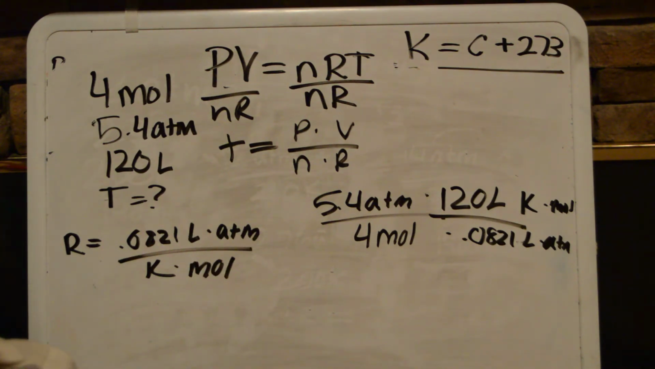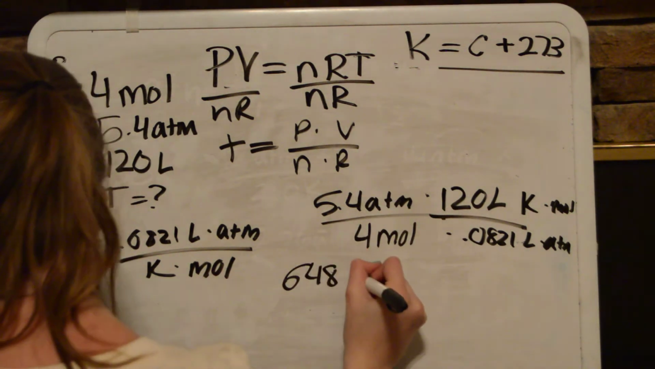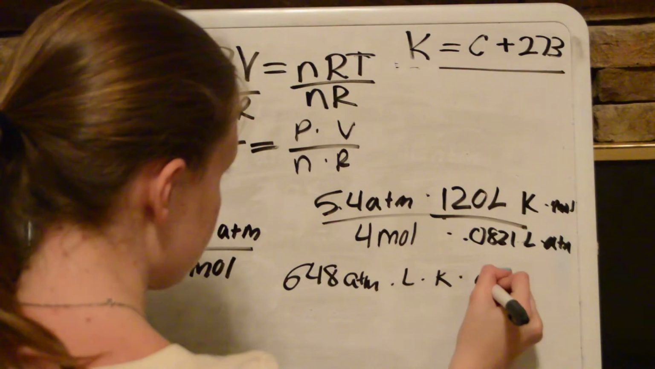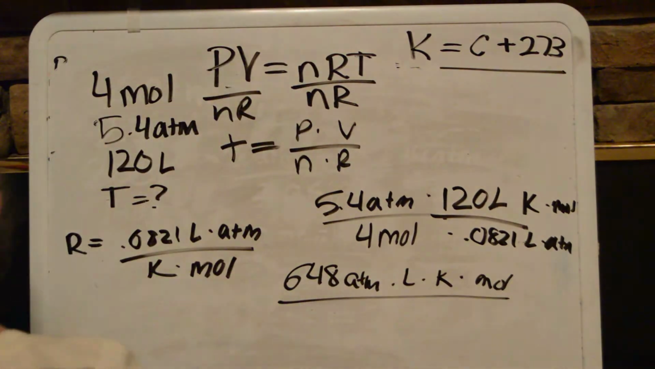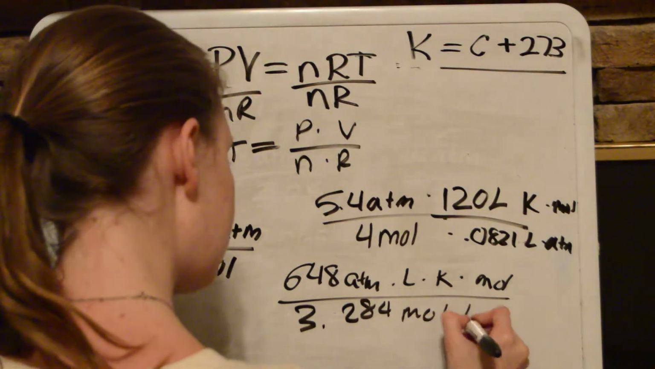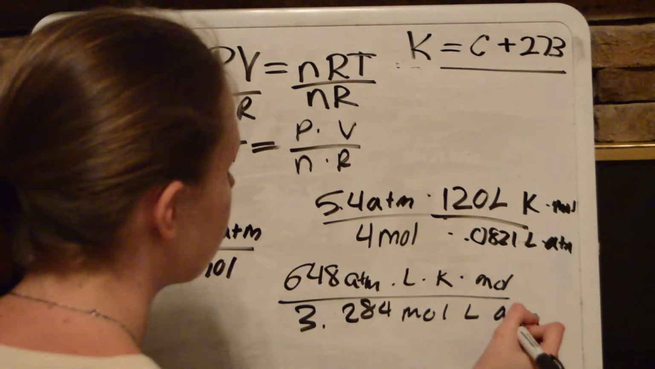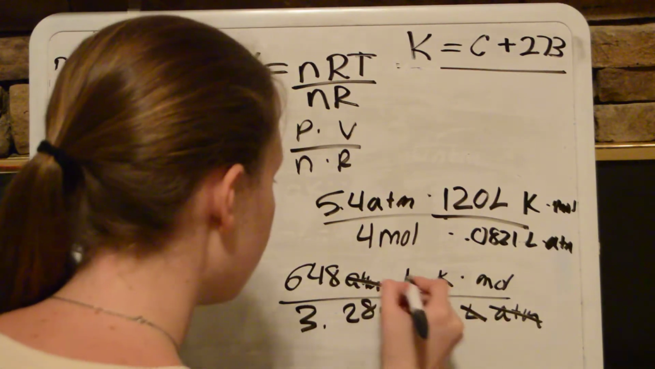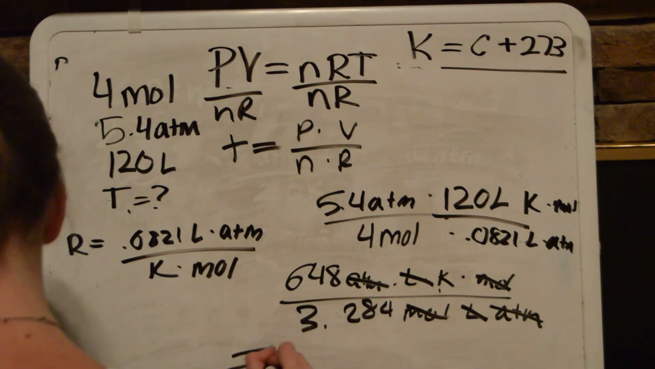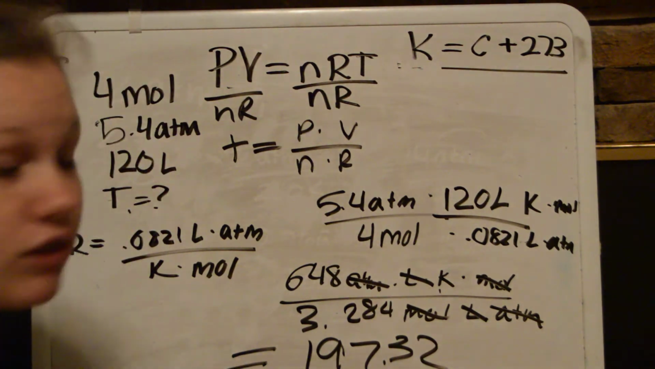So let's finish off the math. 5.4 times 120, 648 atm times liters times Kelvin times moles divided by 3.284 moles, liters, and atmospheres. Cross out your variables, cross out your units so that you know you've done the math right. Moles. We're left with Kelvin, which is our temperature unit. And to do the math, it is 197.32. Let me know if you guys have any questions.